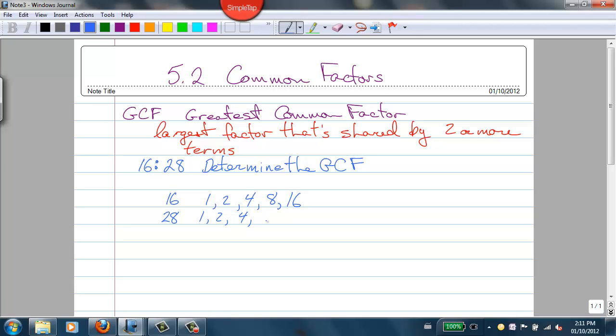So same with 28, we've got 1 and 2 and 4, 5 doesn't work, 6 doesn't work, 7 does, 8, 9, 10, 11, 12, 13 don't work, 14 does, and that's halfway, so the next one's 28. Now the biggest number that both of those have in common, the greatest common factor, will be 4. So the GCF is 4.